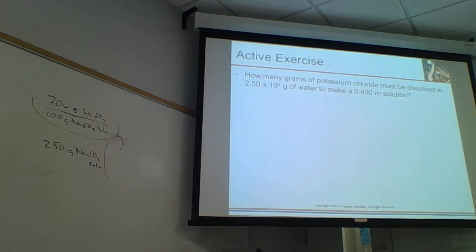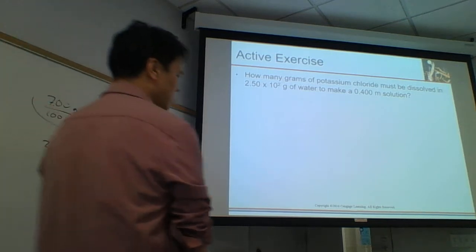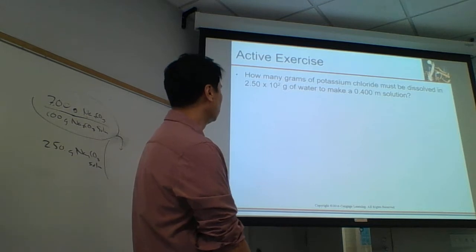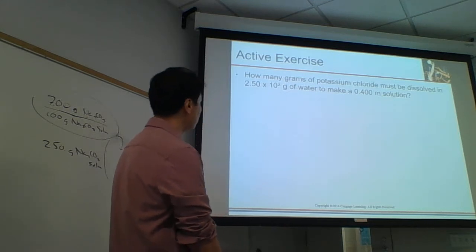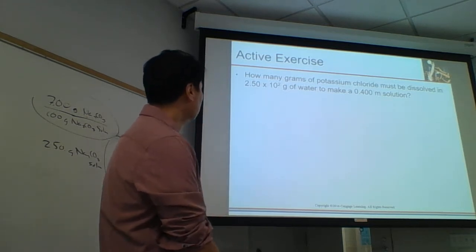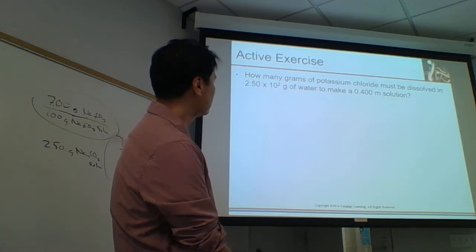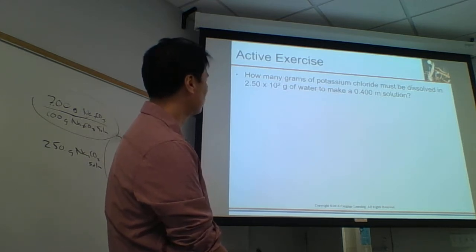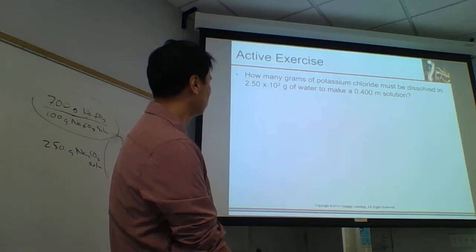And so molality is useful in the sense that it's temperature independent, but it's not very useful for stoichiometry because we need the density. We'd have to measure the density, and the density changes with temperature as well. How many grams of potassium chloride must be dissolved in 250 grams of water to make 0.400 molal solution?